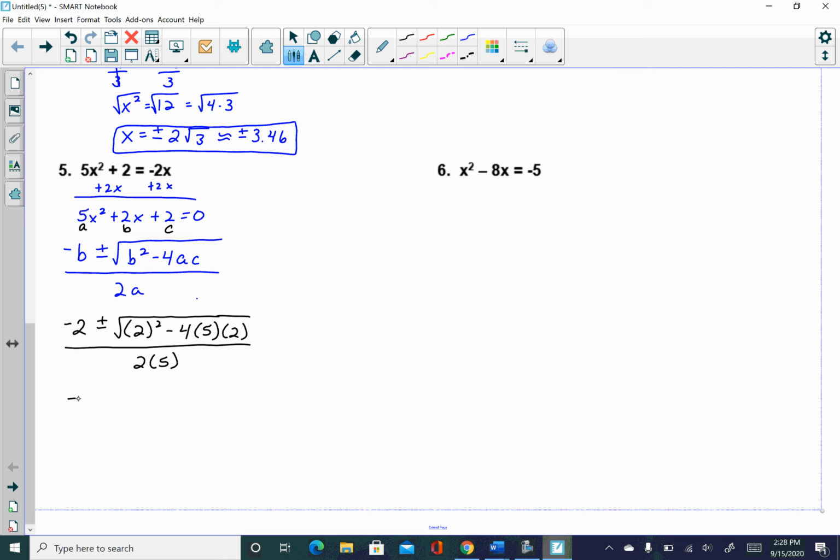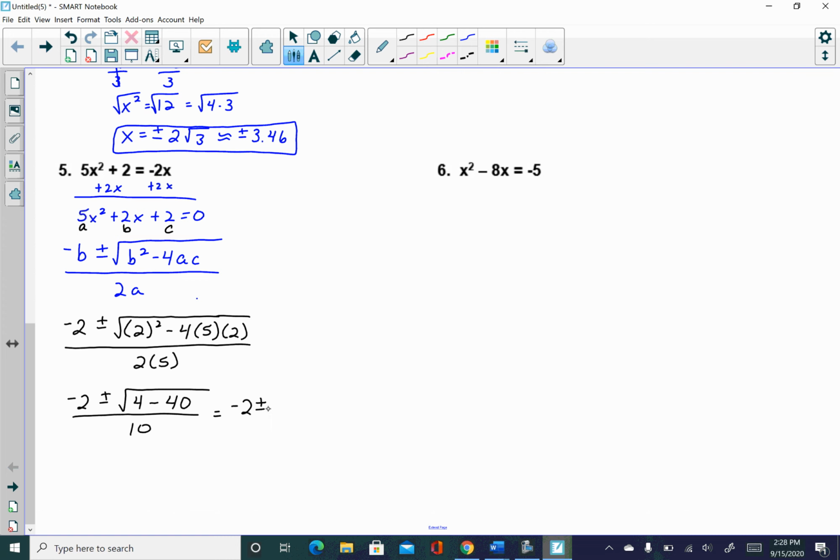All right, let's start cleaning up. So I have negative 2 plus or minus square root. 2 squared, of course, gives me 4. Minus 4 times 5 is 20. 20 times 2 is 40. All over 10. Start cleaning up. Negative 2 plus or minus the square root of negative 36, all over 10.